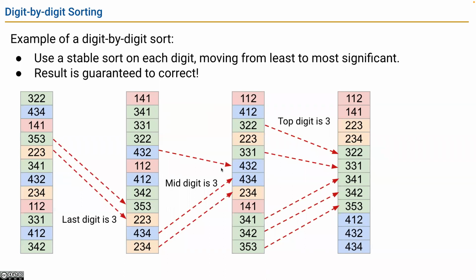And again, they stay in the same relative order, because when you sort by the middle digit, if you're using a stable sort, they're going to stay in the same relative order. And then lastly, the top digit is 3. Well, there's 5 such numbers. They stay in the same relative order. And so we end up with the sort that works. Okay. So this algorithm is guaranteed to be correct. And hopefully this slide helps convince you of that fact.